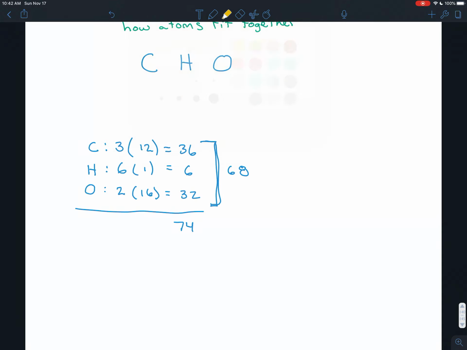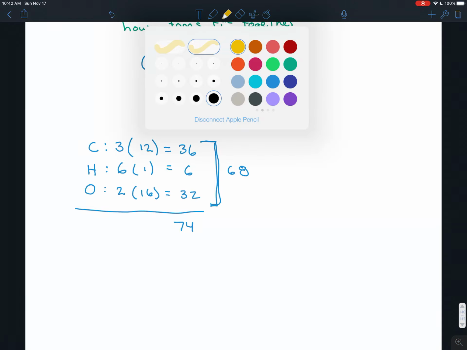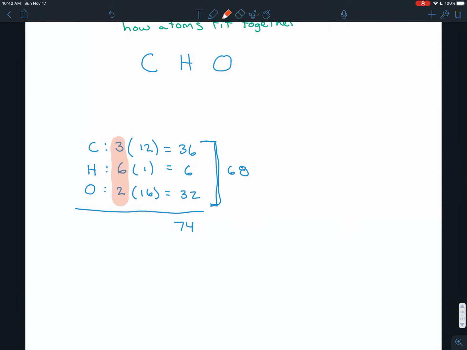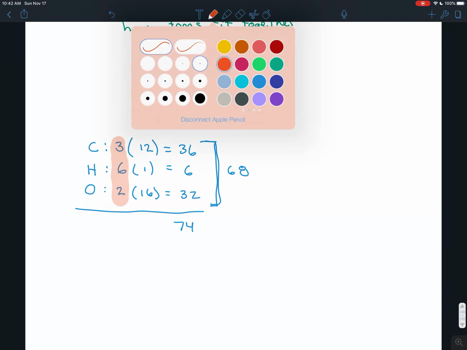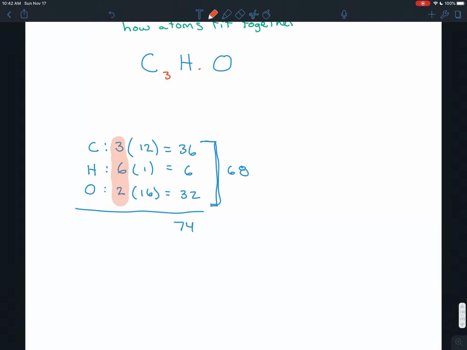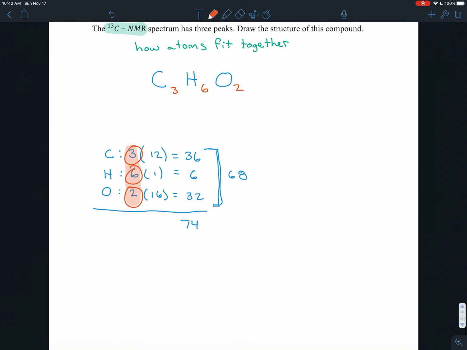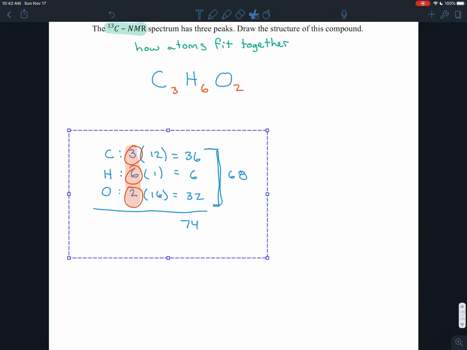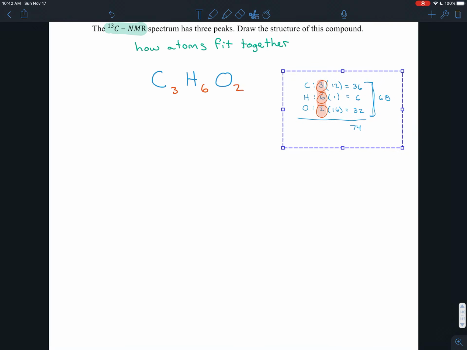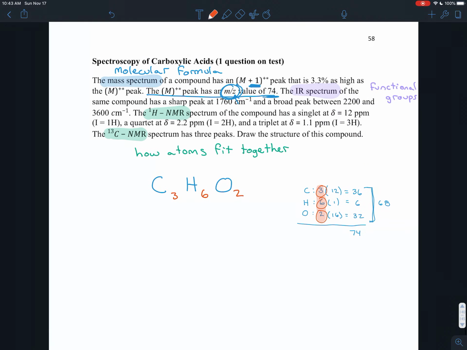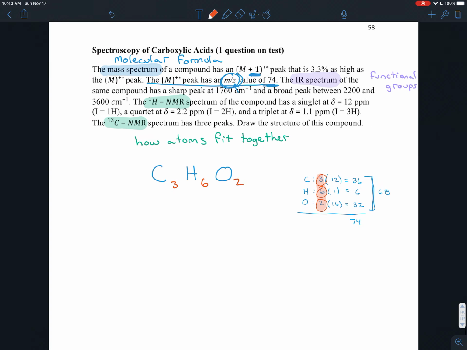The number of carbons will be 3, hydrogens 6, and oxygens 2. 3, 6, 2. Okay, so that gives us a plausible molecular formula. That's the most information we could get from the mass spectrum.